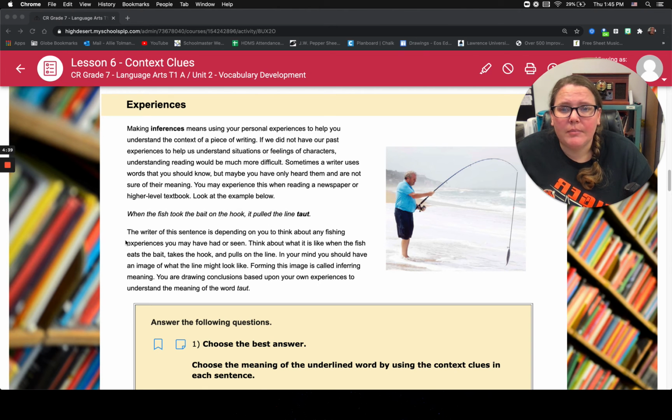When the fish took the bait on the hook, it pulled the line taut. The writer of this sentence is depending on you to think about any fishing experiences you may have had or seen. Think about what it's like when the fish eats the bait, takes the hook, and pulls on the line. In your mind, you should have seen an image of what the line might look like. Forming this image is called inferring meaning. You're drawing conclusions based upon your own experiences to understand the meaning of the word taut.